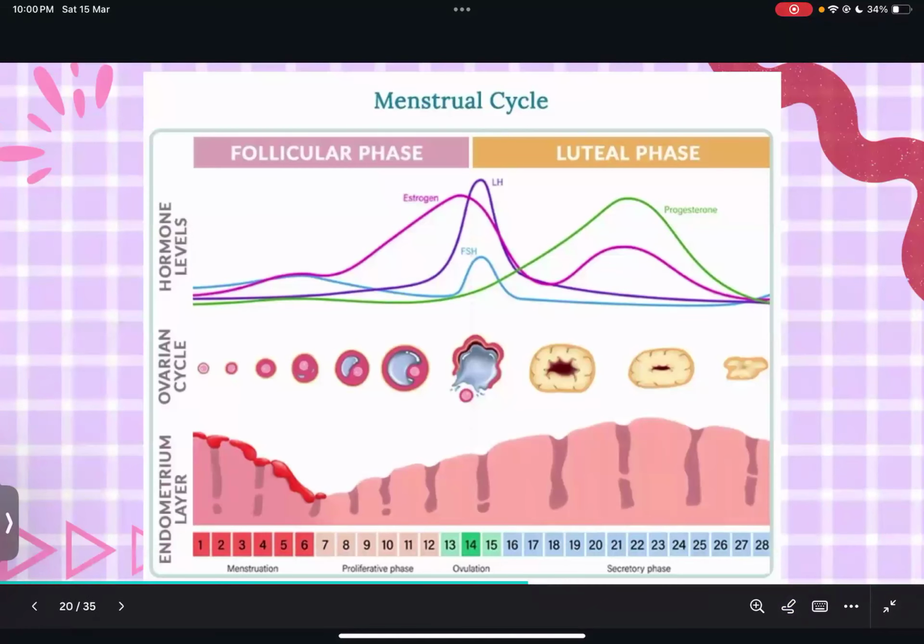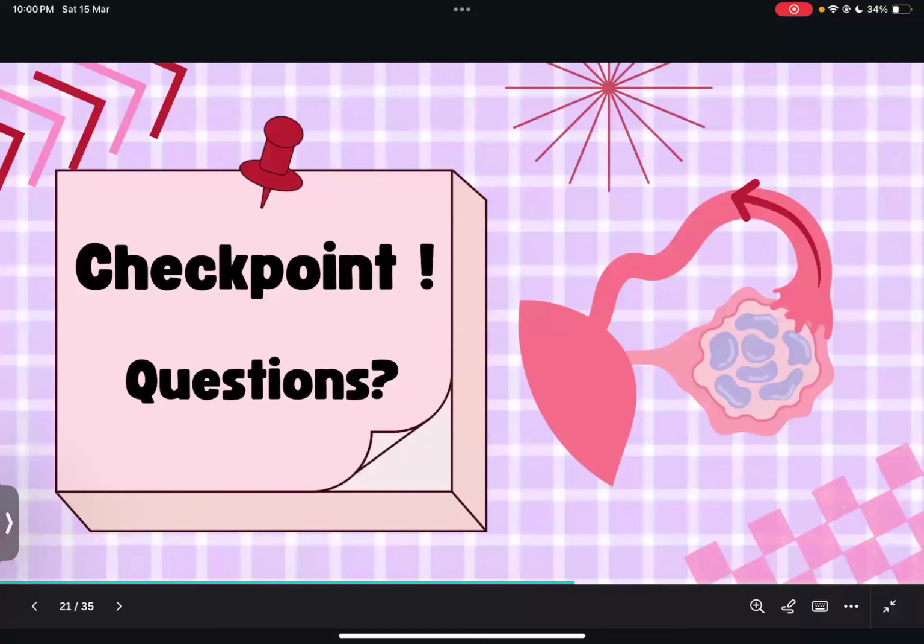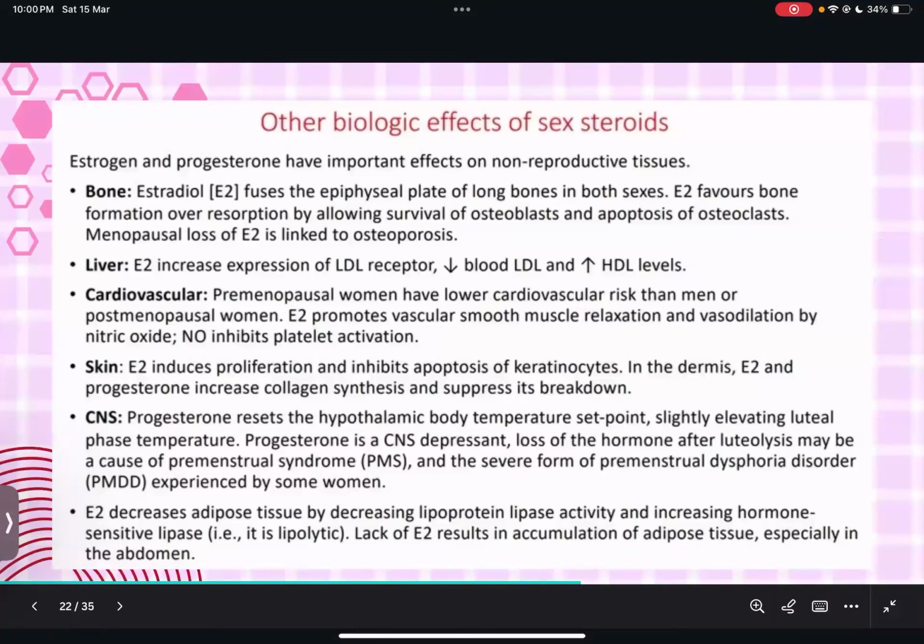This is the diagram once more, but I'm not going to go through it because we went through it a couple of times. I hope by this time, inshallah, you're confident with it. Inshallah, it's easy. Okay, here's another checkpoint if you have any questions. I hope it's good, inshallah.